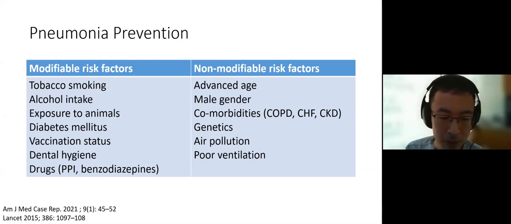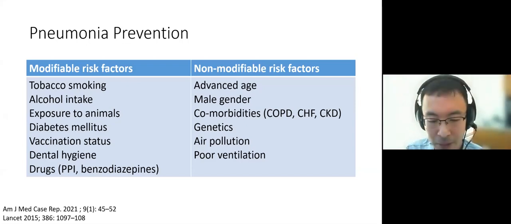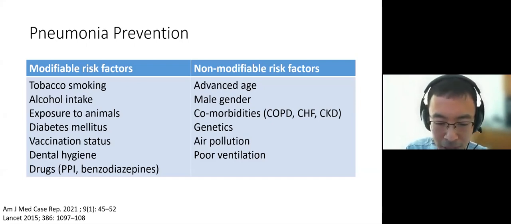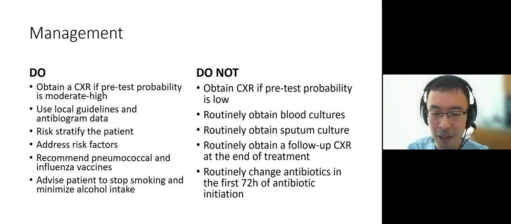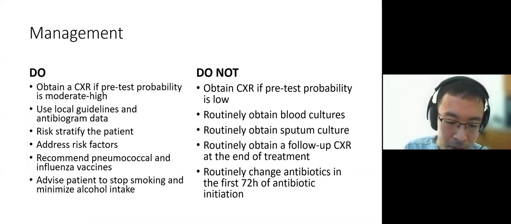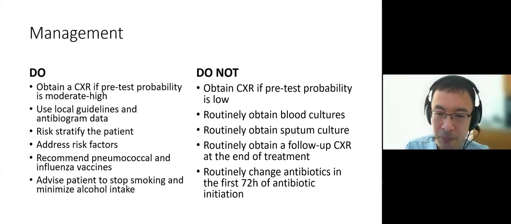There is some association between PPI use and pneumonia. So if a patient is on a PPI and they have a pneumonia, this simply serves as a reminder to reevaluate the indication for that PPI like we do with C. difficile. So this is a summary of what you should and should not do when managing CAP.